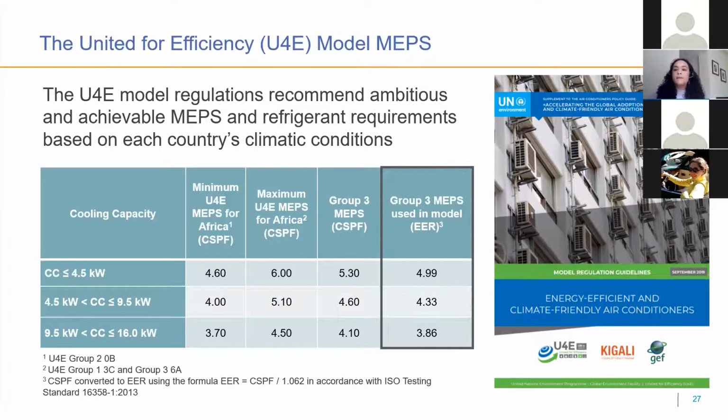So for modeling the impact of ambitious energy efficiency policy, CLASP examined the range of recommended MEPS by U4E for countries in Africa. You can see from this table, we looked at the minimum MEPS that were recommended for countries in Africa, and we looked at the maximum MEPS, and we decided to go with the group 3 MEPS from U4E's model regulations, because these fall roughly in the middle of the range of MEPS that could be applied in Africa based on U4E recommendations. Because, as I mentioned earlier, Africa still primarily uses EER as the energy efficiency metric for room air conditioners, we had to convert the U4E recommended MEPS, which use CSPF, to EER, and we did that in accordance with ISO testing standards. If you want more information, it is in the full report.